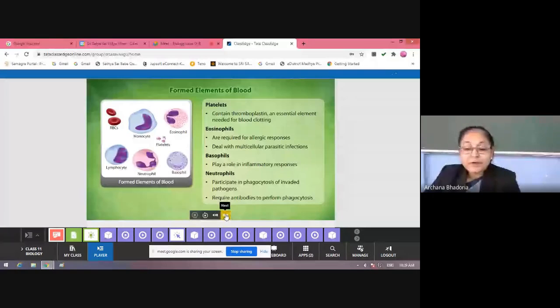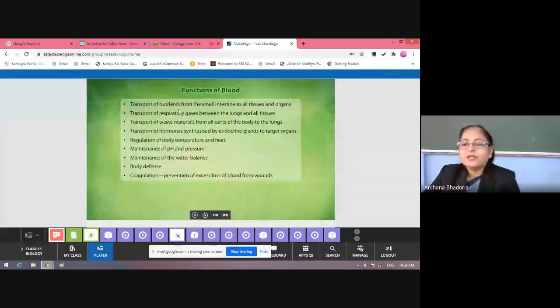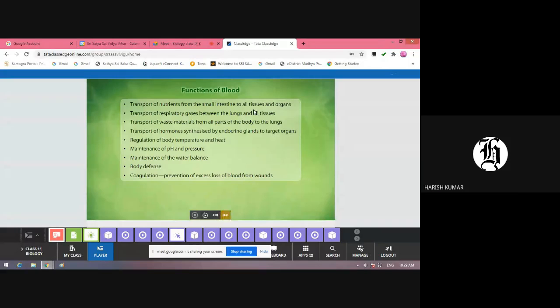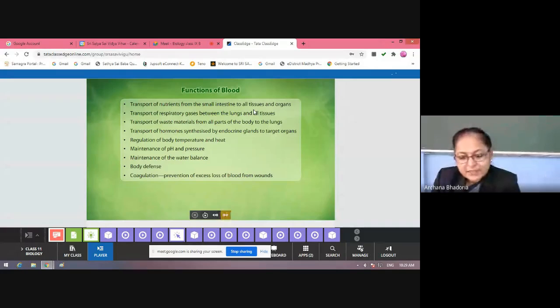We will start quickly. So the collective functions of the blood, you can note down quickly. Transport of nutrients from the small intestine to all tissues and organs. Because you know that small intestine is having the villi. You have done in other classes or not? In the villi there are many blood capillaries, and nutrients will diffuse into those blood capillaries and then blood will take it to all the tissues and the organs of the body.